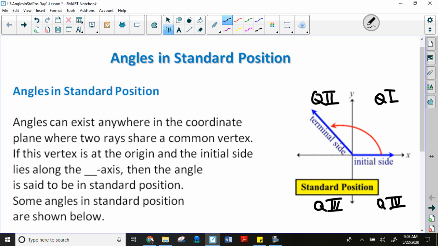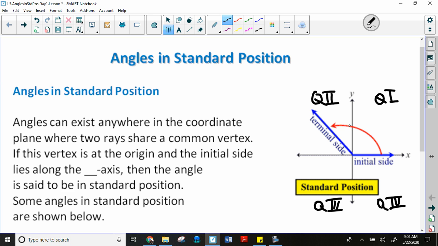And then quadrant 4. So our x values and our y values in quadrant 1 are both positive. Our x values are negative and our y values are positive in quadrant 2. Our x values are negative and our y values are negative in quadrant 3. And then our x values are positive and y values negative in quadrant 4.